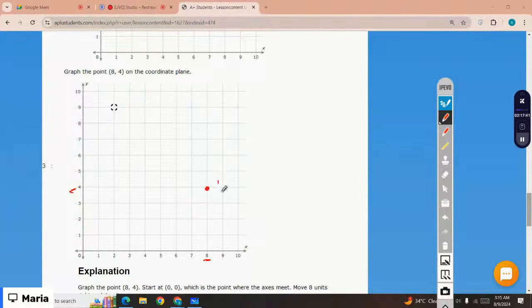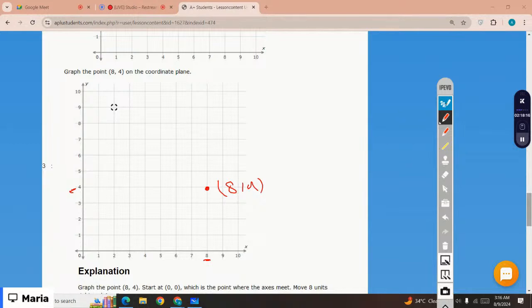So here x is 8. From the origin, you move 8 units right and move up 4 units. That is the point 8, 4. Got it? That's how we graph the points on the coordinate plane.